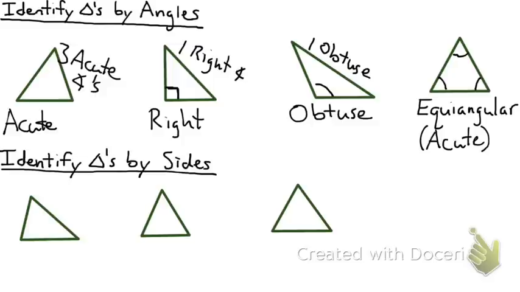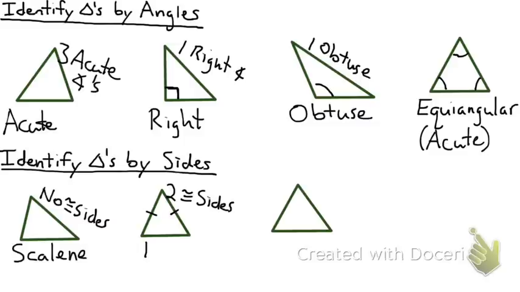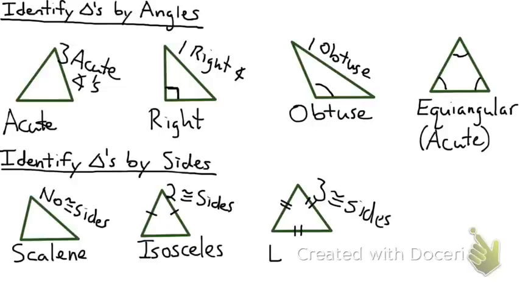When we identify by sides, the first one we have is when we have no congruent sides. When we have no congruent sides between the triangle, we call that a scalene triangle. If we have two congruent sides, we call that an isosceles triangle. And lastly, when all three sides are congruent, we call that equilateral.